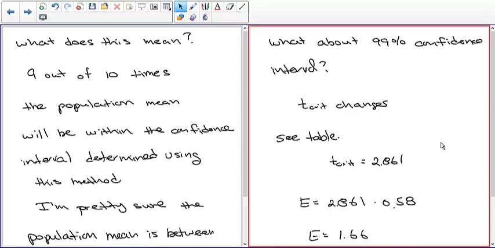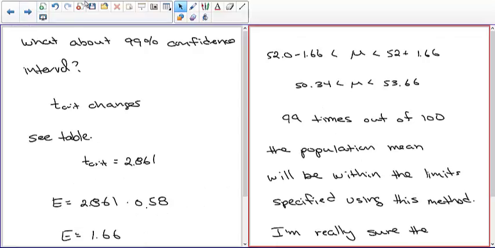So I add that and subtract that to the sample mean. I take 52 and subtract 1.66, and 52 plus 1.66, which is going to be a wider area. And what that says, 99% confidence means 99 times out of 100, if I follow that procedure, the population mean will be between those two values.